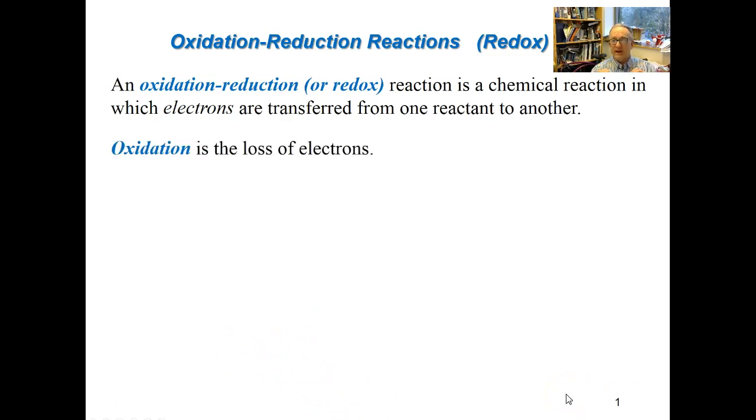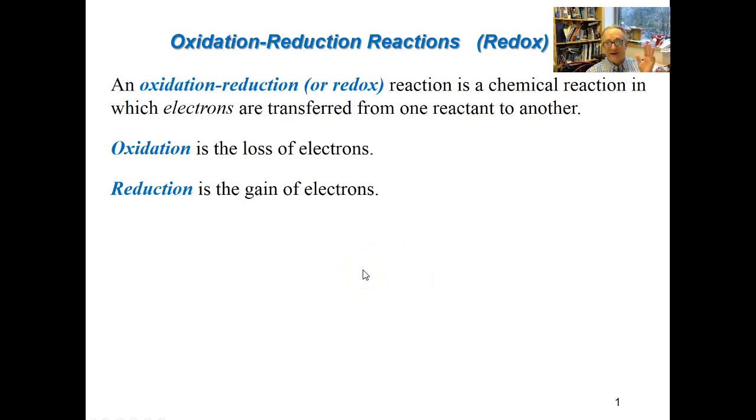So an oxidation is a loss of electrons. Reduction is a gain of electrons. You can't have one without the other. You've got to have both. They're what we call coupled reactions. So if something's gaining electrons, if something's being reduced, those electrons had to come from somewhere. And they're coming from the oxidation, where electrons were being given up or being lost.